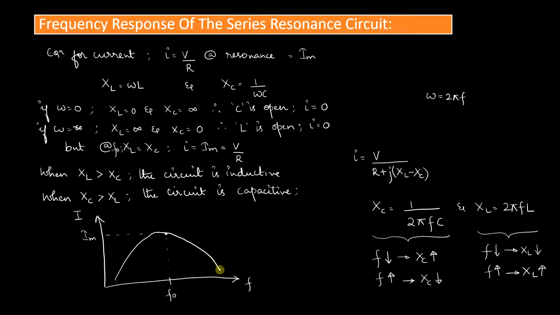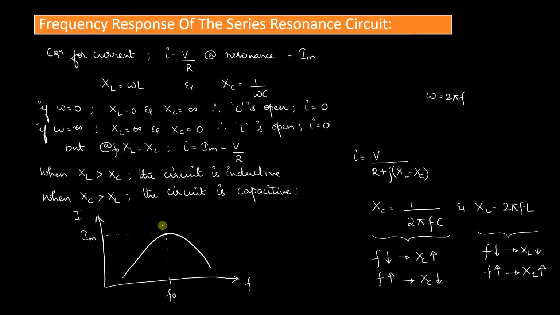in this form. Okay, at f equal to 0 or omega equal to 0, current is 0. At f equal to infinity, current is also 0, and I obtain the maximum value at resonance when f is equal to f naught.